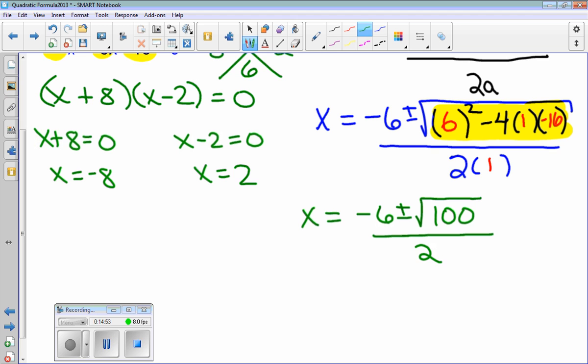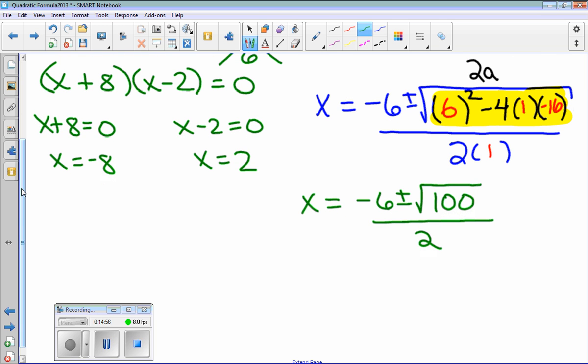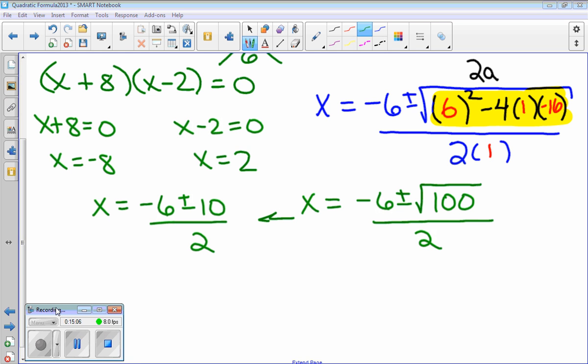Yes. So the square root of 100 is what? 10. So negative 6 plus or minus 10 all over 2. Are we okay with what I've done so far? Let me write that down. What's underneath the square root is called a discriminant. I found that number. It was 100. Then I took just the square root of 100. I haven't done anything with the negative 6 or the 2 yet.